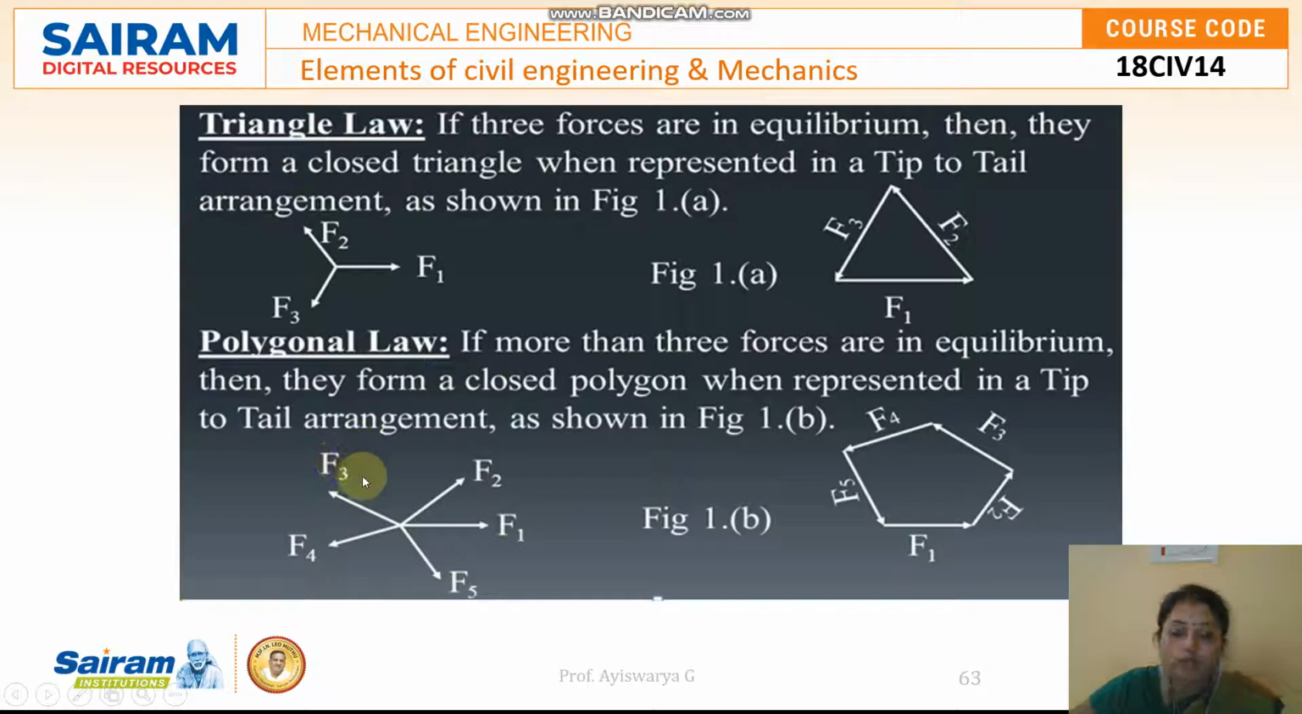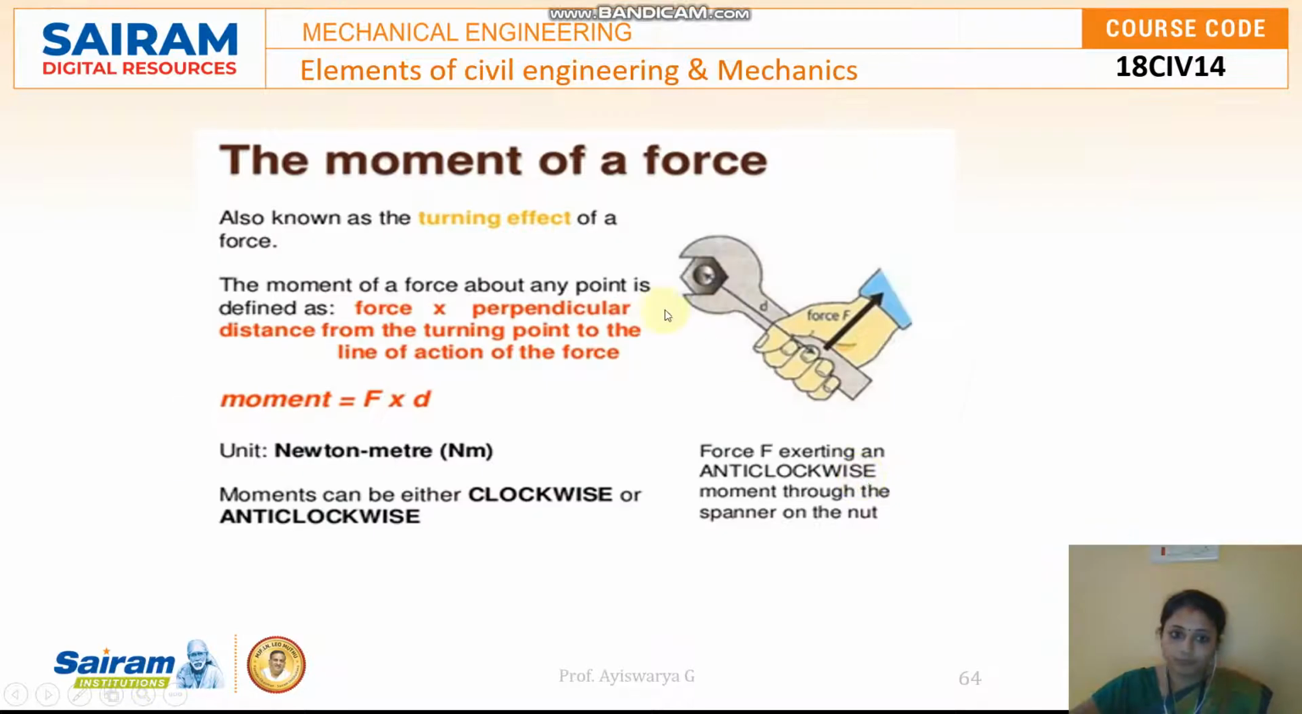Next one is the polygonal law. Polygonal law means when more than three forces act in an equilibrium position, then they will form a closed polygon when represented in tip to tail arrangement. That's it. This is nothing but arranging however many forces you have in tip to tail form. Right.